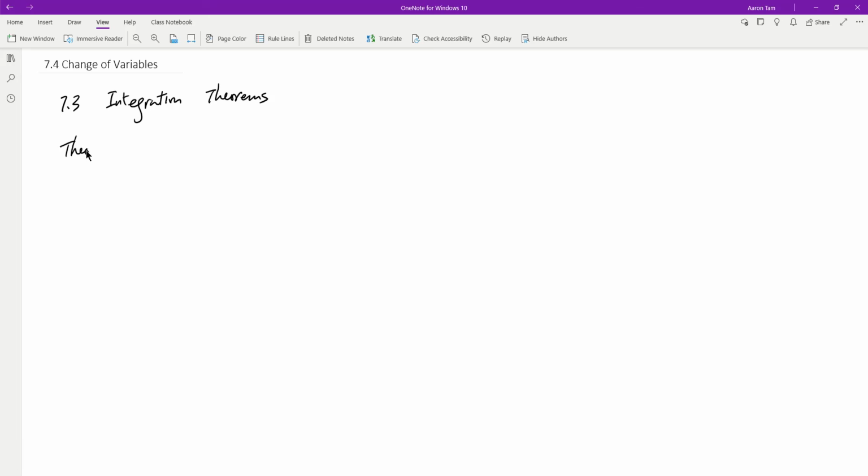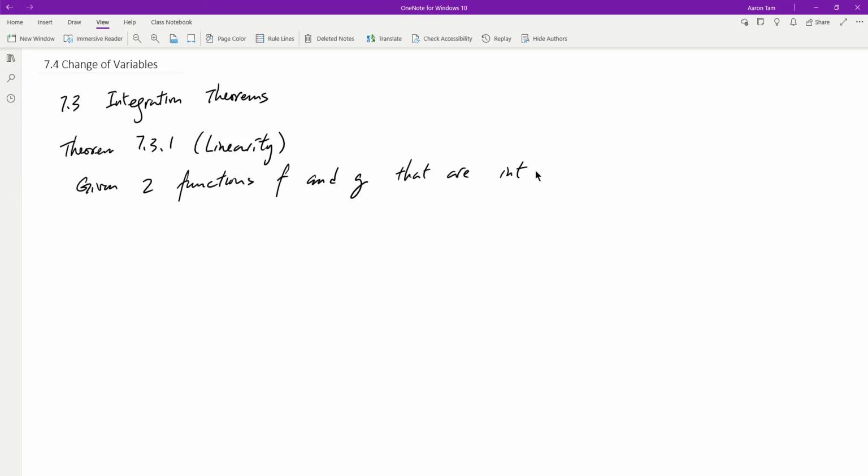So the first one is theorem 7.3.1, which is referred to as the linearity of the Riemann integral. What does that mean? Let's say we're given two functions, function f and function g. We don't really care about what the input is. We're assuming that input would be a vector in Rn. And let's say that f and g are both integrable, which simply means that they have an integral over a region B.